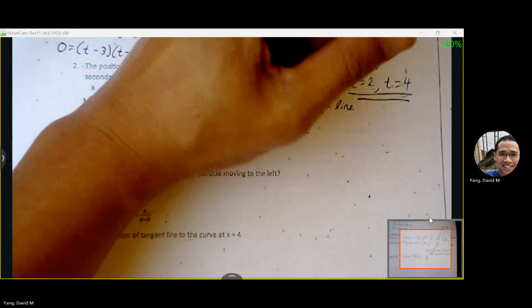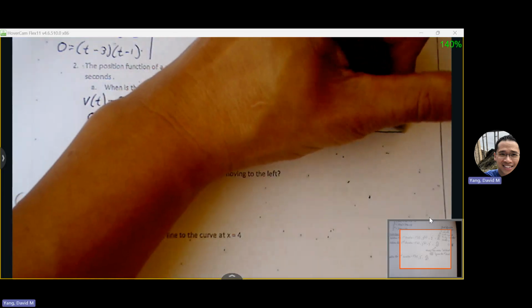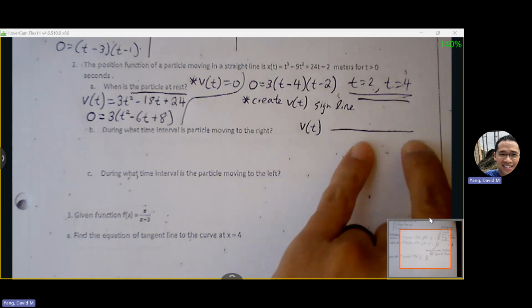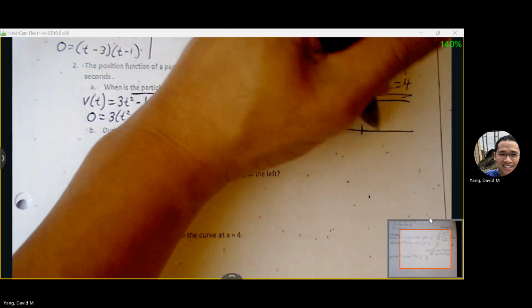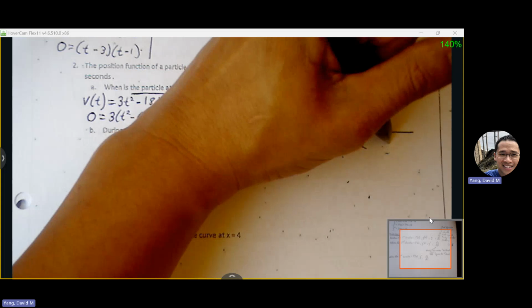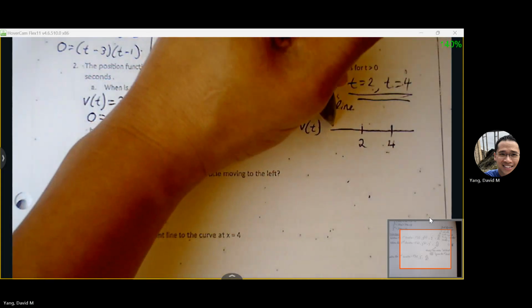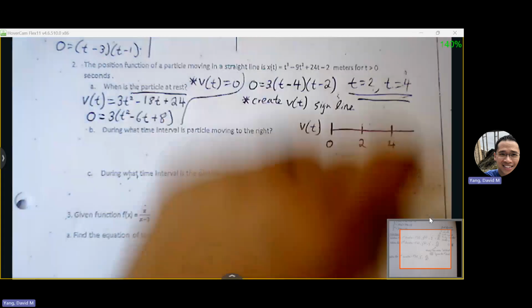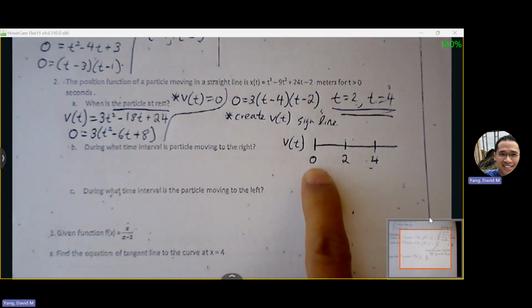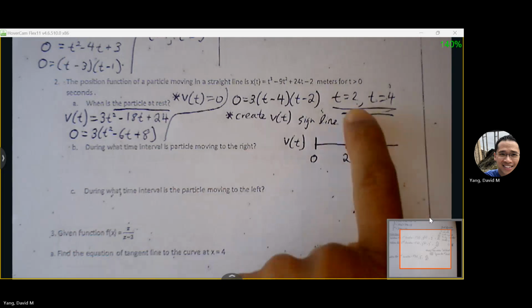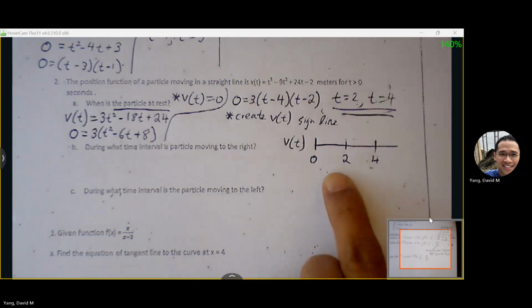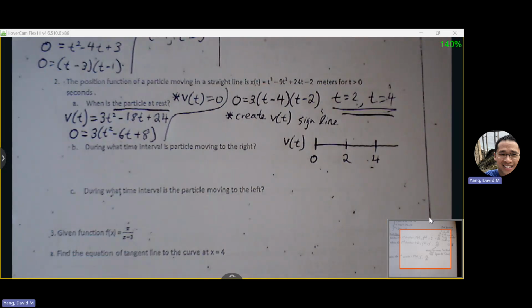So here's my velocity sign line. We have most of the information that we need. We need the critical points, which is where the velocity is 0. So we can say 2 and 4. We can also include 0. Why is that? Why can we also include 0 on our number line? That's our starting value. We know that we can't have anything less than 0, so we know 0 is going to be a starting point for this problem.